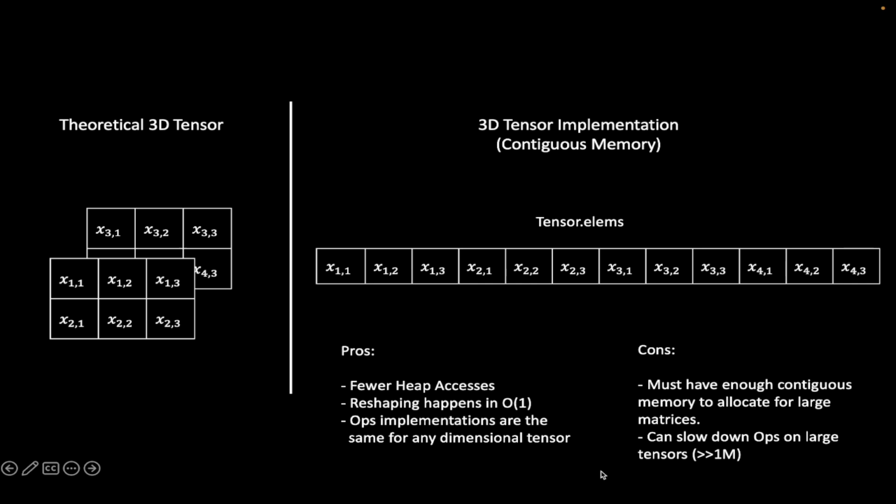PyTorch will break up very large structures into non-contiguous memory, but for the most part, this is kind of what you're working with, whether you're looking at torch tensors or you're looking at NumPy arrays.